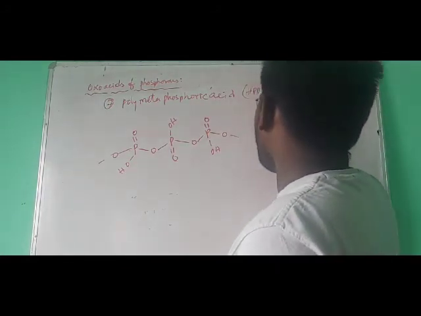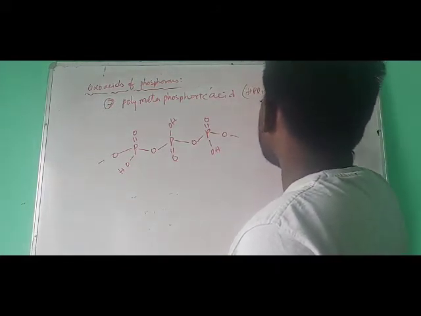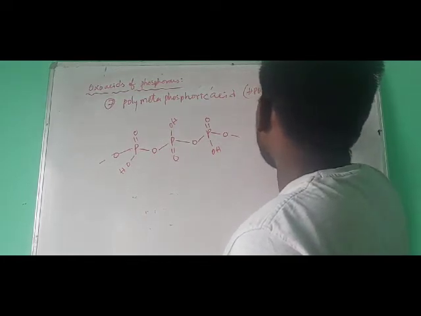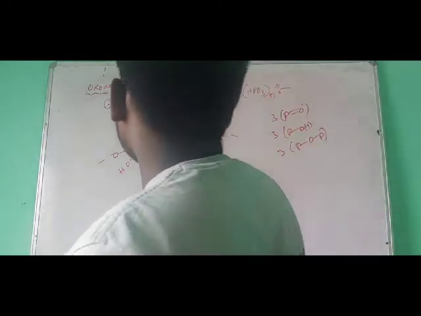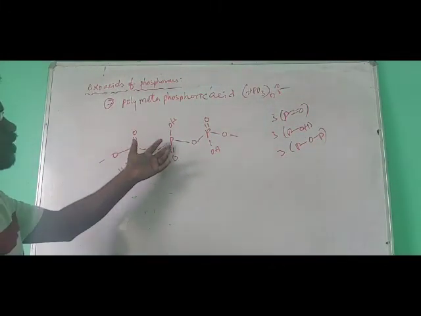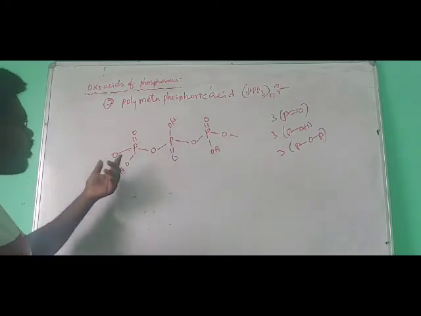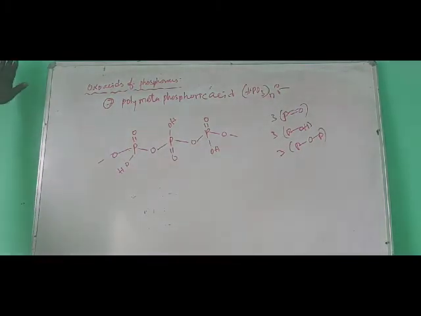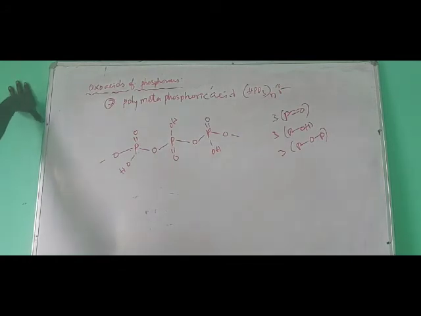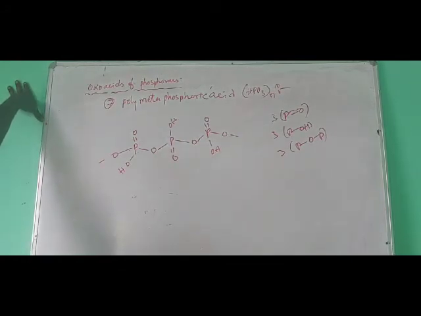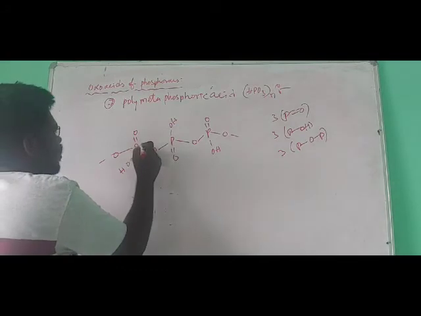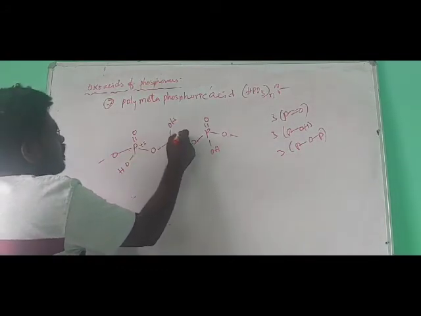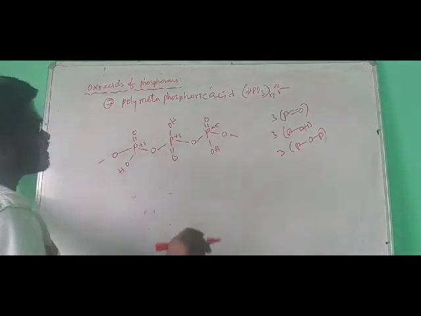In this one guys, we have 3 P double bond O bonds, and we have 3 POH bonds. The next one, 3 POP bonds present in this one. Okay, so this is the first POP bond and second POP bond, and one more we can get on terminal side. So in this one we have 3 POP bonds. Okay, and the next one, oxidation state. So here on each phosphorus we have plus 5 oxidation state.